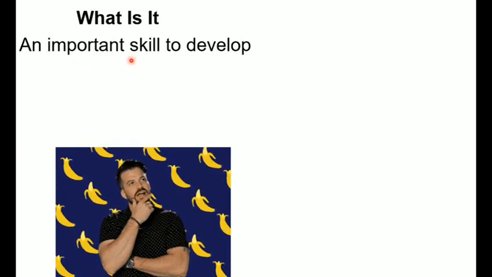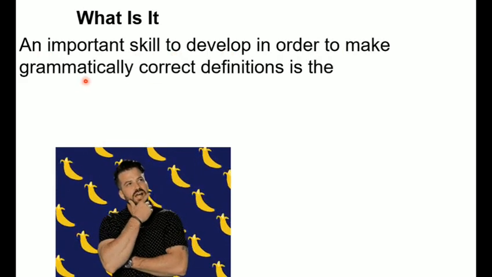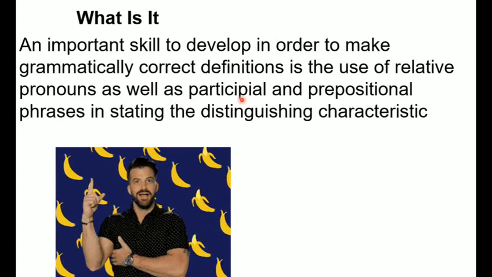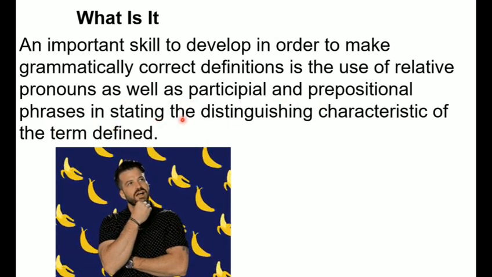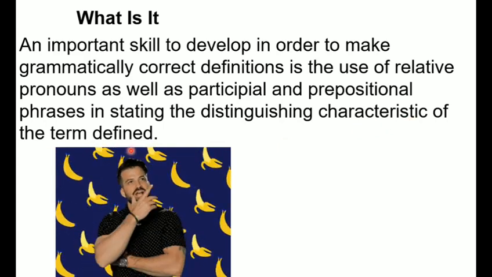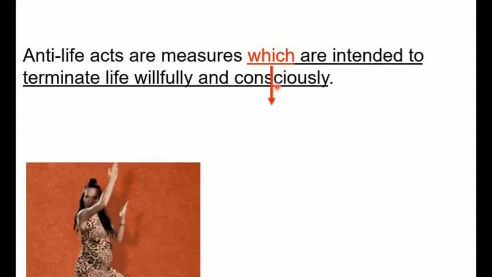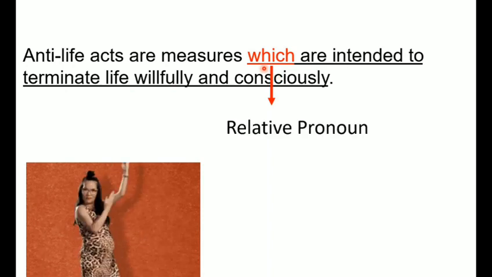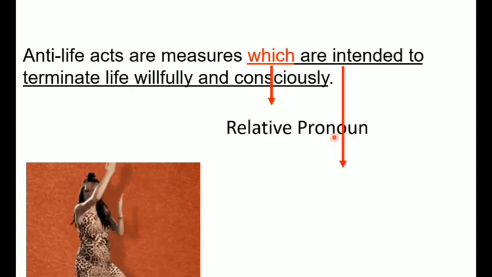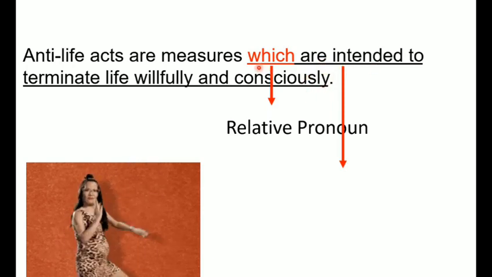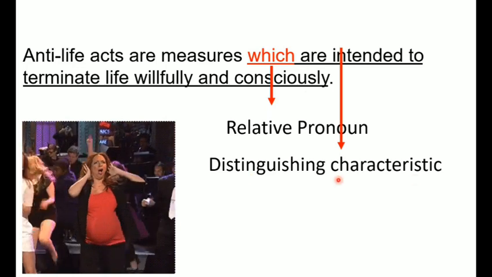Now, under What Is It? An important skill to develop in order to make grammatically correct definitions is the use of relative pronouns as well as participial and prepositional phrases in stating the distinguishing characteristics of the term defined. Like this one: Anti-life acts are measures which are intended to terminate life willfully and consciously. Here the word which is our relative pronoun, and the underlined words starting from which are our distinguishing characteristic.